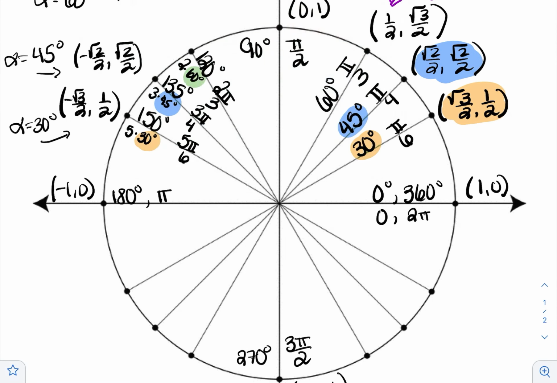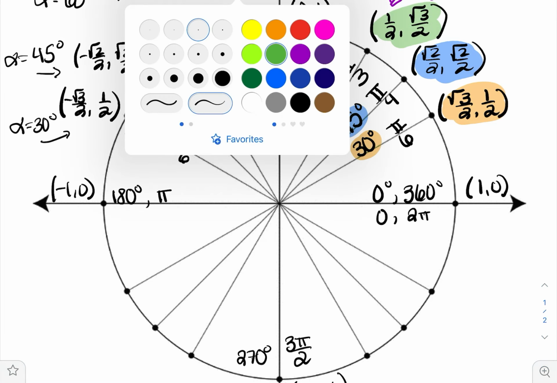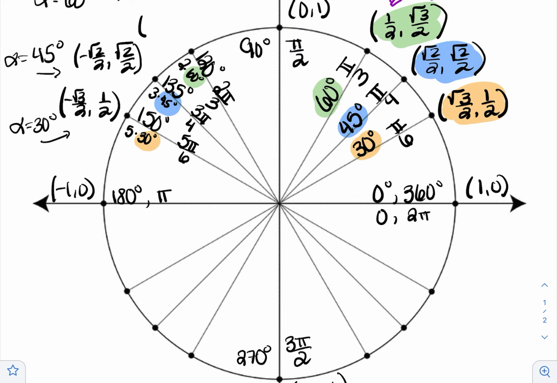Here's 60, here's the point, but the x will be negative. So I have a negative 1/2, a positive radical 3 over 2. So if I wanted to know the sine of 135 degrees, then I look at the y coordinate. It's a positive radical 2 over 2. So the sine of 135 is radical 2 over 2, a positive because it's in quadrant 2.